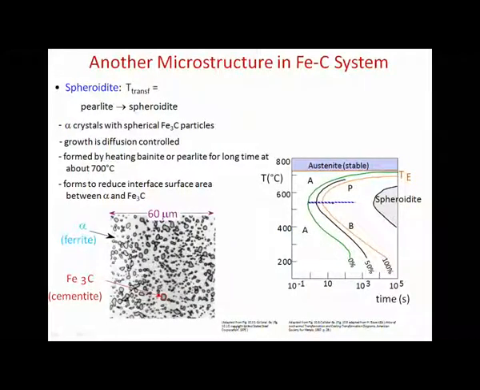Okay, so will that also happen in pearlite? Those same forces are at play in something like pearlite or bainite. The lowest energy state of cementite and alpha is still going to be balls of cementite. But now we have bigger pieces of cementite to start with. So if we heated pearlite or bainite, we'd get something like spheroidite.